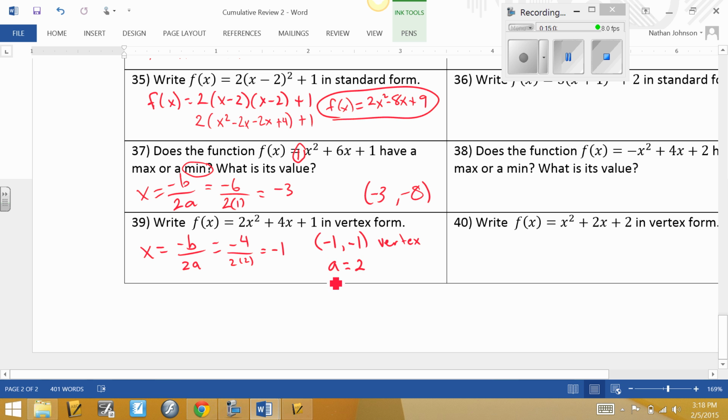So there's my vertex. Well, I also know that a is 2, because I can see it right there. The value of a is 2. So to write it in vertex form, I can just say, all right, if I know what a is, I can put it right here. If I know what the x-coordinate of the vertex is, I can say, okay, x minus a negative 1, so x plus 1 squared. And then out here, the y-coordinate of the vertex is minus 1. So I just put a, h, and k in their respective places, and I've got the formula for that quadratic, but this time it's written in vertex form instead of standard form.